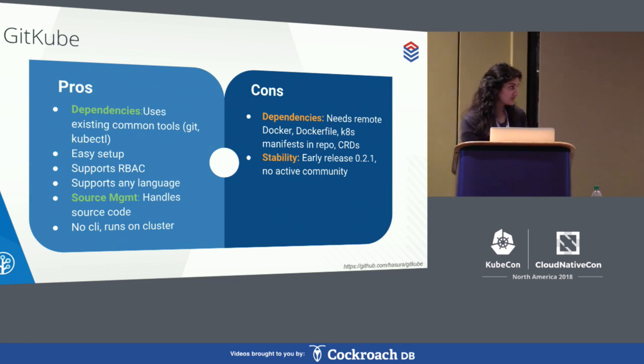The best thing about this tool is that it uses commonly used tools already, like Git and kubectl. It's very easy to set up. It has RBAC support, so you can put in the appropriate security measures for your installation. It supports any language, which is also great. It also handles your source code, so it has source code management. It doesn't have a CLI, it runs directly on the cluster. It is still a very early 0.2 release, and there isn't really an active community around it. You do need remote Docker, and you need Dockerfiles, and you do need your Kubernetes manifest in your repo to get this up and running.